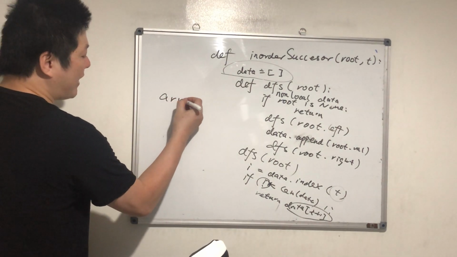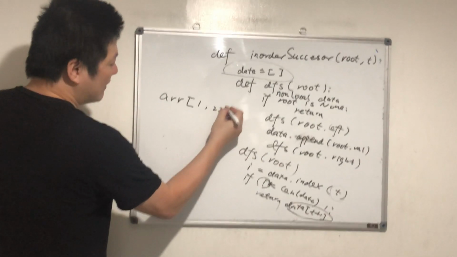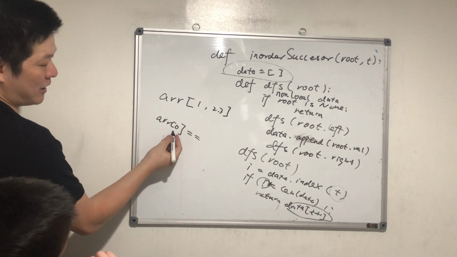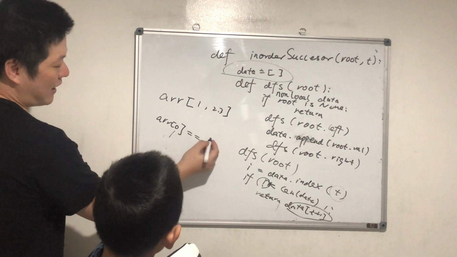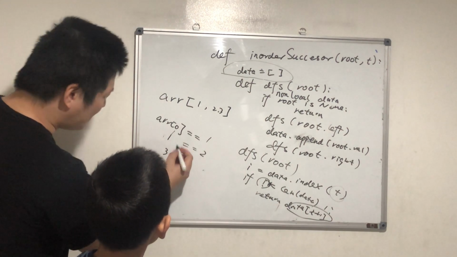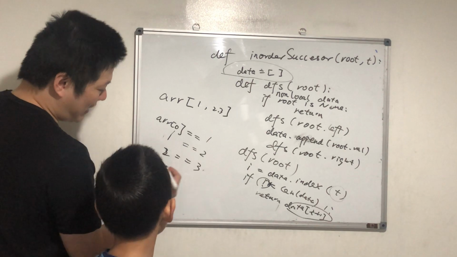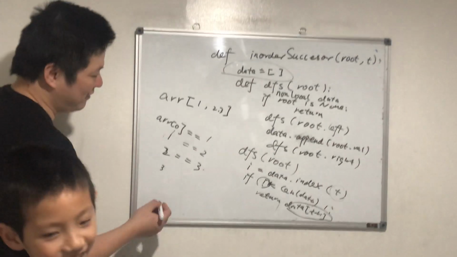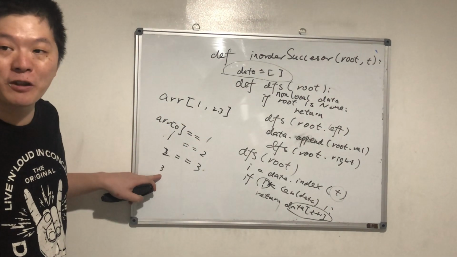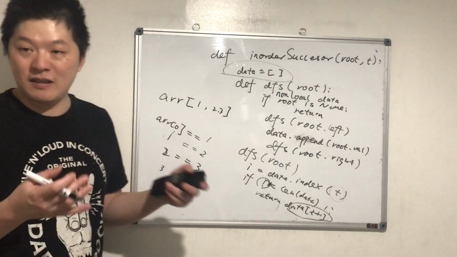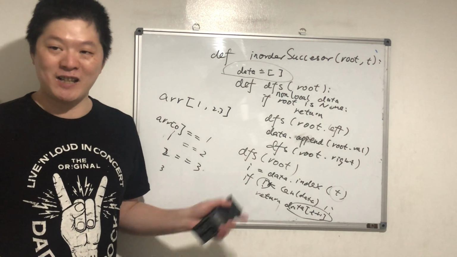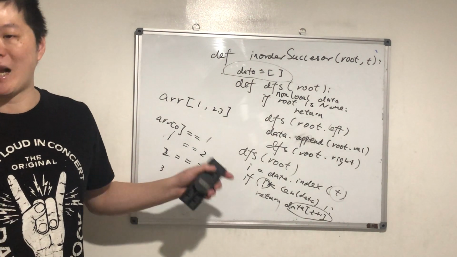Look, if this array is 1, 2, 3, right? arr 0 is what? 1. And arr 1 is what? 2. arr 2 is what? 3. arr 3? No, the computer will complain, because arr only has 3 elements, so you're asking for the 4th. Then there will be a runtime error. The computer will throw an exception telling you that you can't do that. There's a bug. Does it make sense?